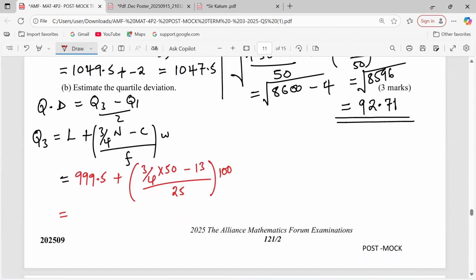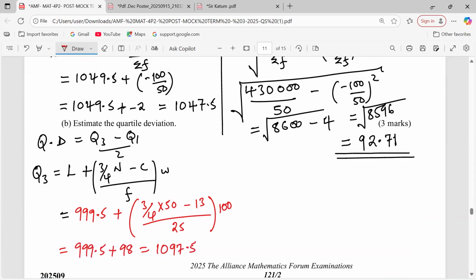So we can compute the Q3. We subtract 13, multiply by 100 and divide by 25, giving us 98, plus. Now this will be 999.5 and we add 98. This gives us 1097.5. That is the Q3.